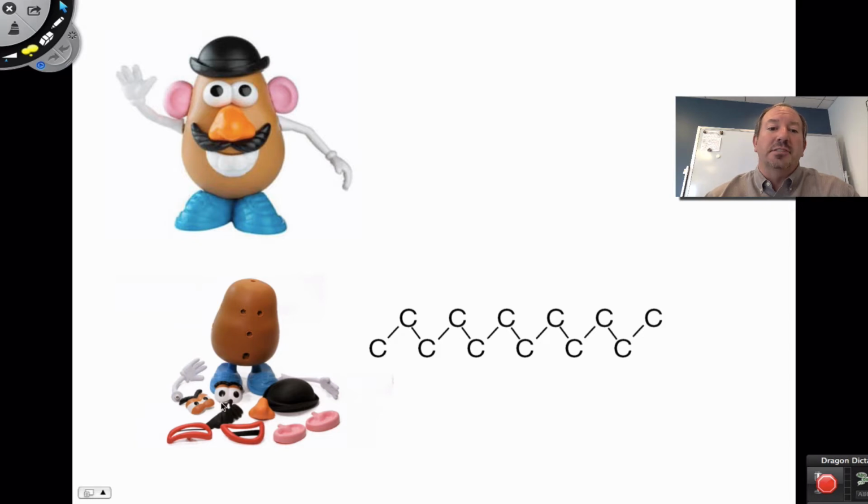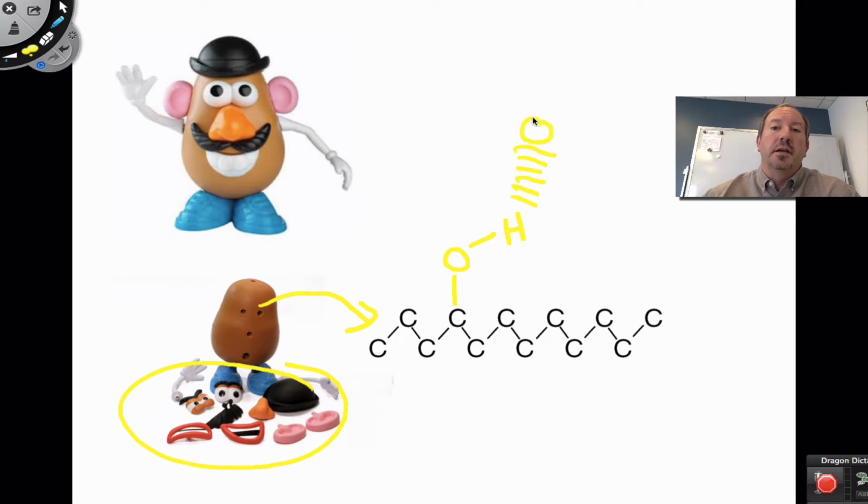These attachments are the functional groups right here. So these are the functional groups, and this is the potato right here, this hydrocarbon. If I were to stick an ear on it, I would stick something like this. I'd stick a hydroxyl on it. And so this molecule would no longer be hydrophobic, but it would actually have a hydrophilic functional group, a hydroxyl, because it's capable of hydrogen bonding with, say, water. And so this gives it its unique property right there.